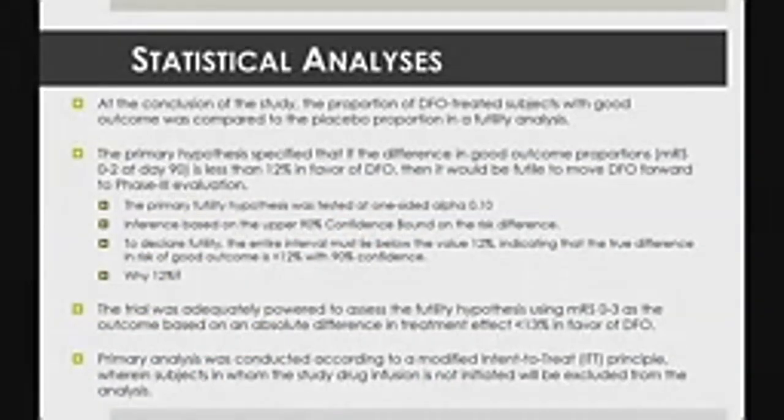So I want to talk a little bit about the study design because it was different. So what we used is something called futility analysis, and I'm going to explain what this means. So basically at the end, what we wanted to do is compare the outcome of patients in the deferoxamine arm versus those in the placebo arm. And our hypothesis was that if the difference is less than 12% in favor of deferoxamine, then it's not worth it to move forward. Now, that sounds very ambitious, 12% for modified ranking 0 to 2 in hemorrhage patients. That sounds crazy. How did we come up with that?